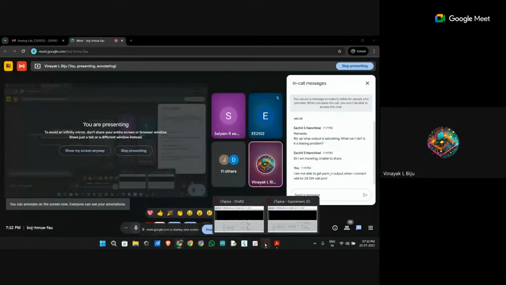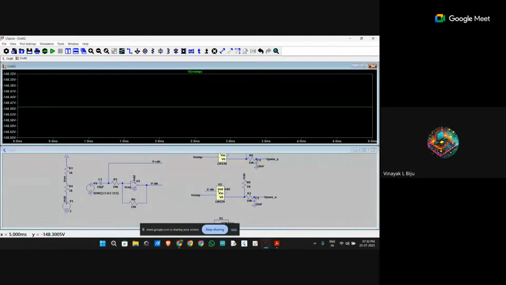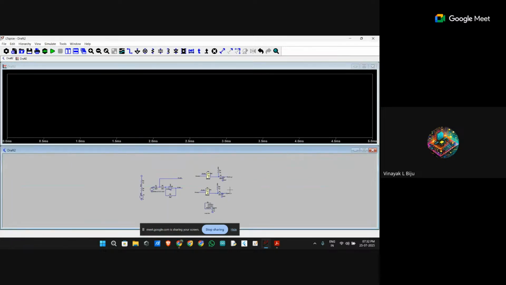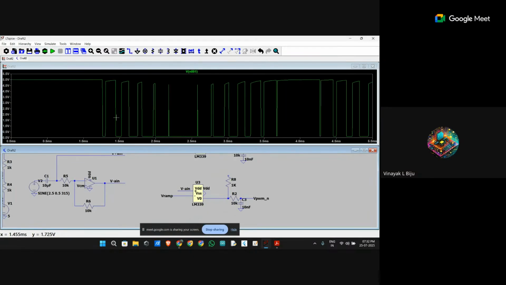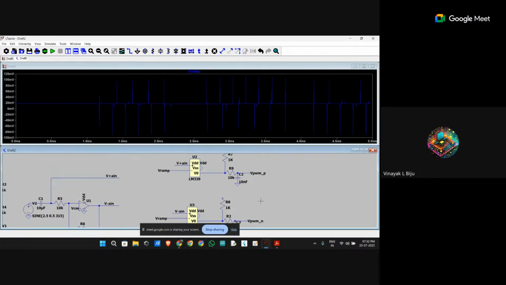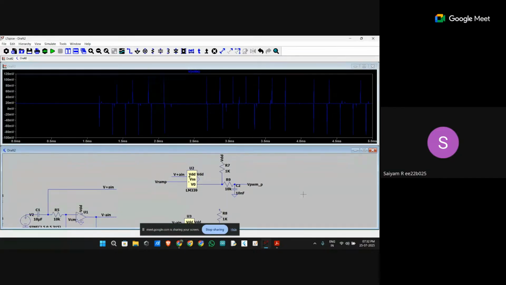Can you see my screen? Yeah. I have done the experiment with the block and all, but when I try to take the output of the PWM, it is getting straight 5 volt. But if I disconnect the VDD from the pull-up resistor, then I am getting it for the positive one, but for the negative one, I am not getting it. No, the pull-up resistor has to be there. That's not a problem.